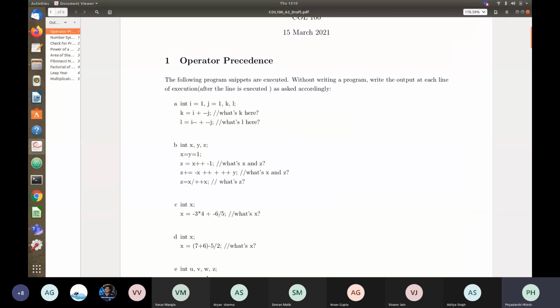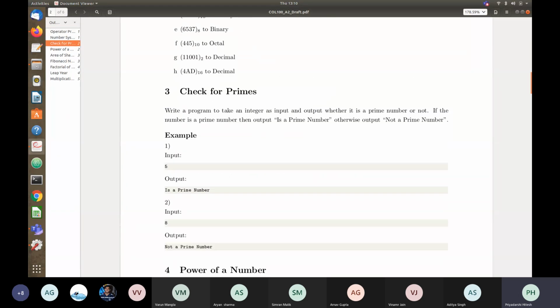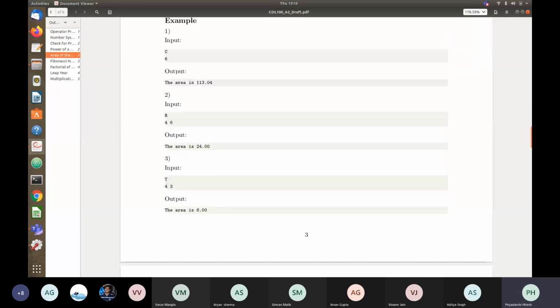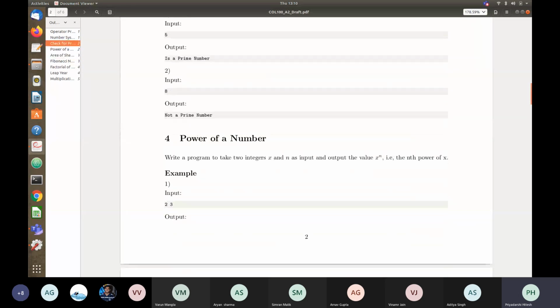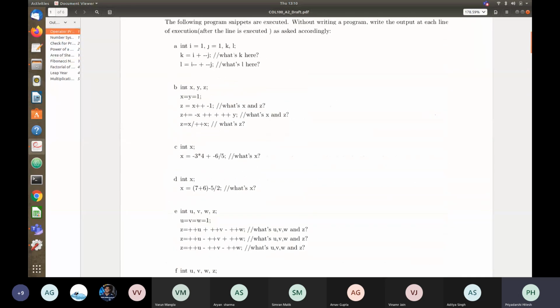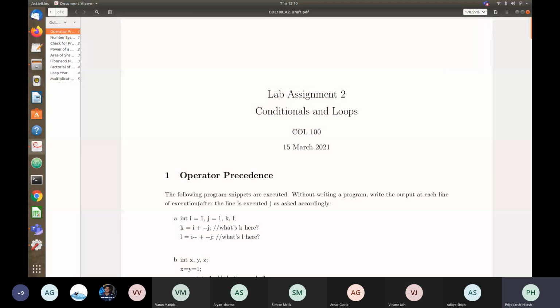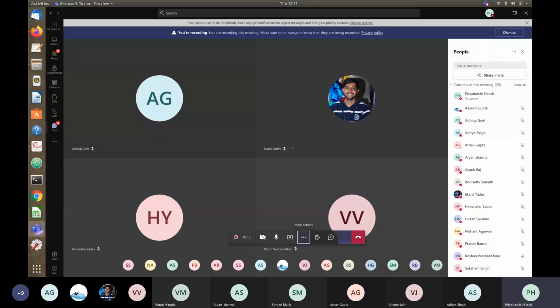So this week the lab is mainly focused on operator precedence and some basic programs like prime number and Fibonacci series that you should know. So let's start with operator precedence. How many of you have read about it? You can raise your hand.